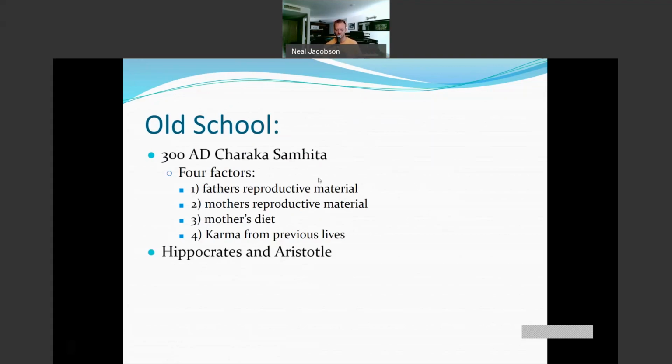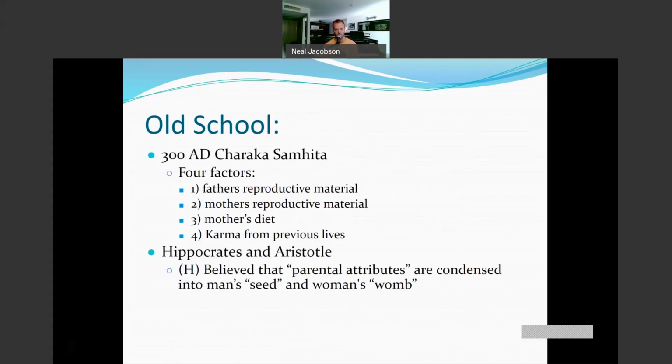And then on the other side of the world, which I love to bring in, right? We have the Eastern perspective, then we have the Western perspective. Hippocrates, the father of modern medicine in the West, the father of allopathic medicine, and Aristotle, one of the fathers of modern philosophy, both believed that the parental attributes, the characteristics of each parent, were boiled down and condensed into either the seed or the womb. The seed being man's, the woman being the womb.